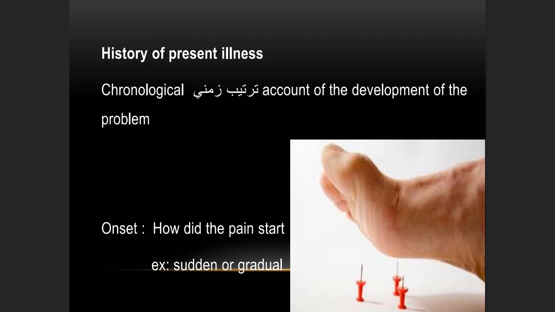Now here you are supposed to ask more questions. The questions will be related to the chief complaint. Remember, here it is history of present illness. Present illness means the problem he is facing right now, the chief complaint. Number one, onset. For example, Ali Kabi complains of pain, right?